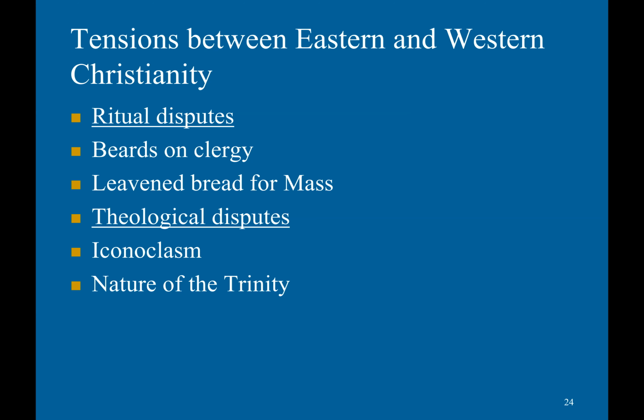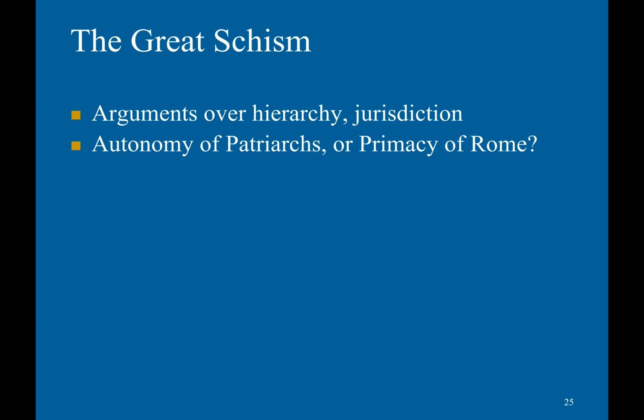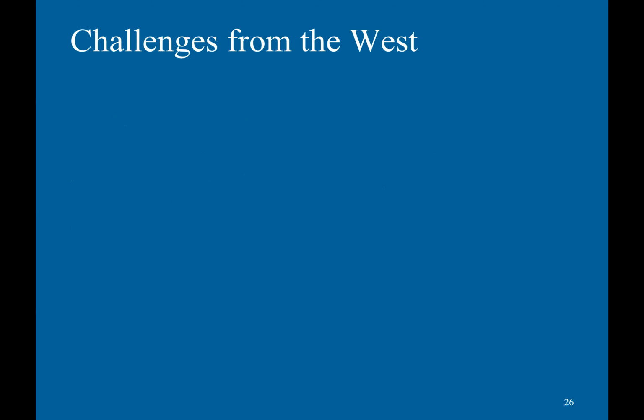There are also debates over the nature of the Trinity. However, the main reason for the Great Schism that would follow would be arguments over hierarchy and jurisdiction. The question was, who's really in charge, the patriarchs or the Pope of Rome? This all comes to a head in 1054 when the Patriarch of Constantinople and the Pope of Rome excommunicate each other from the Church. First, in the East, you get the rise of the Orthodox Church, and in the West, the rise of the Roman Catholic Church.